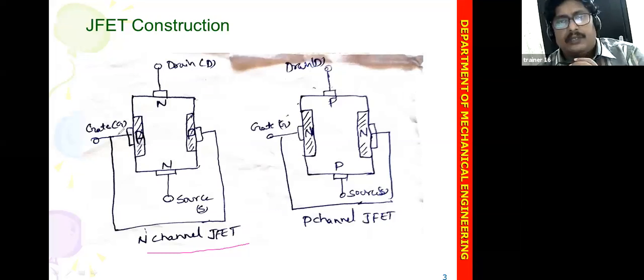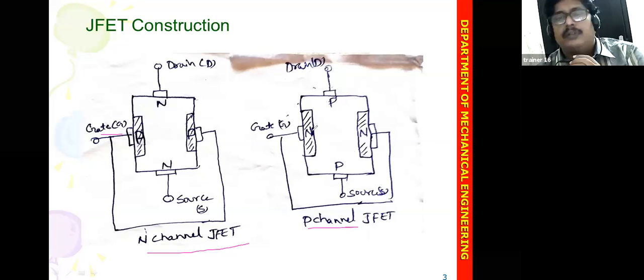The P-type is connected here, and this is the N-type body, right? From source to drain, the N-type semiconductor. This is the N-channel JFET. Whereas in the case of the P-channel JFET, see here, this is an N-type gate. In the N-channel JFET it is a P-type gate, but here it is an N-type gate, and the body is P-type. So that's why it's called a P-channel JFET.